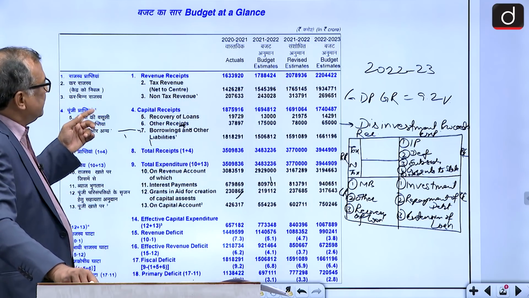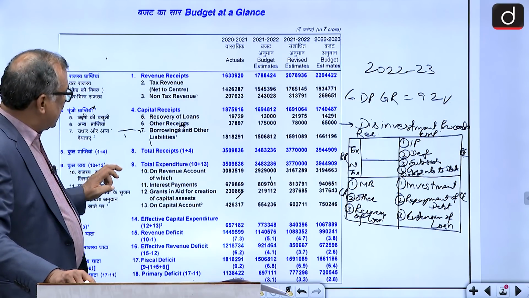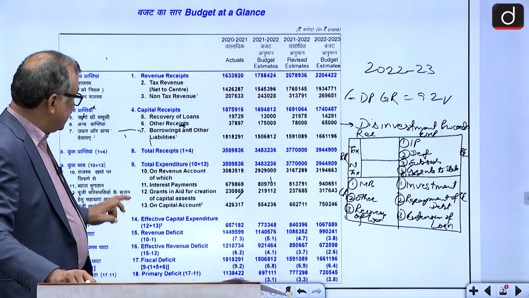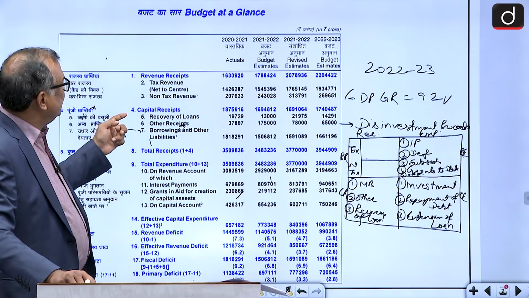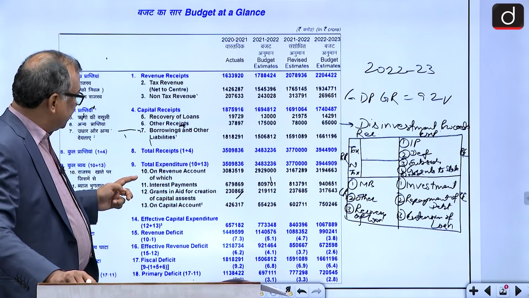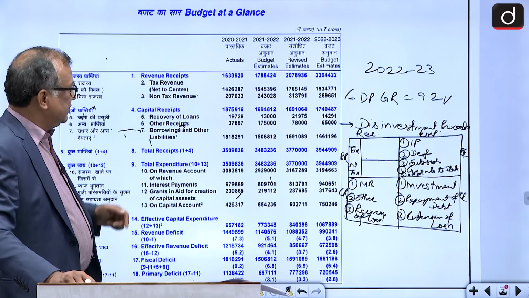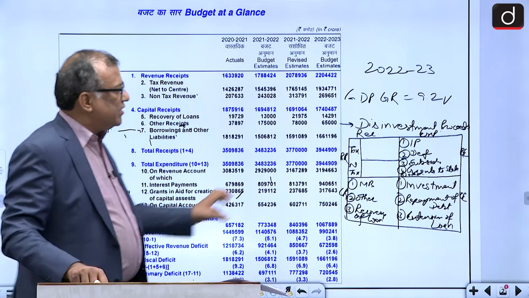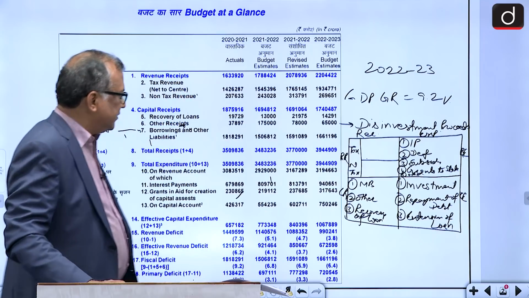If you look at here, item 1 is part of the revenue budget, item 10 is part of the revenue budget, item 4 is capital budget, and item 13 is part of the capital budget. So, this can be rearranged this way just to make it more visible, easier to comprehend.